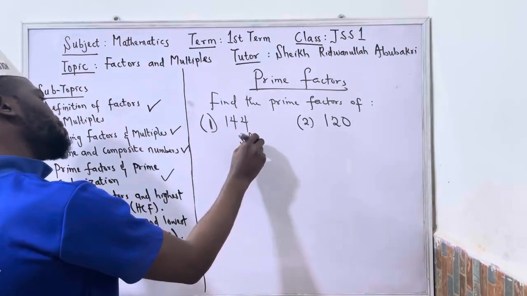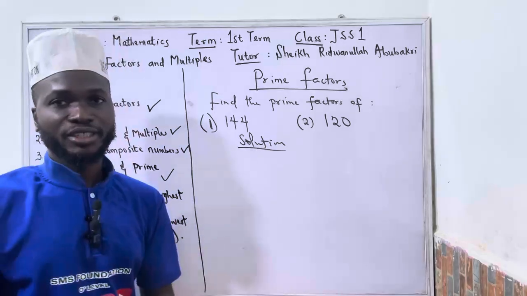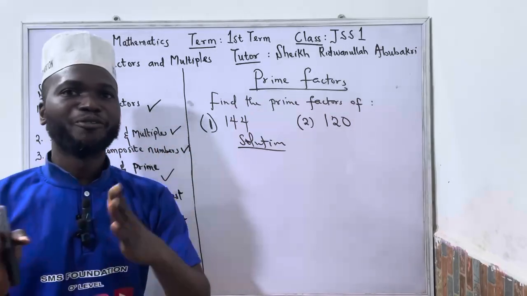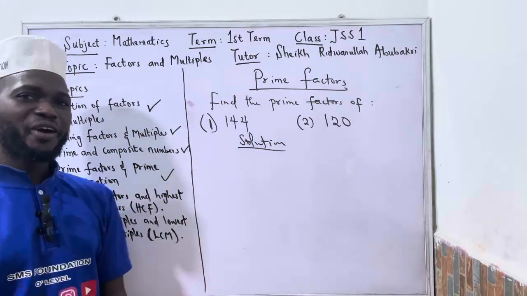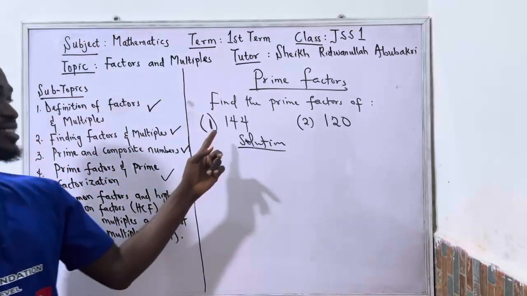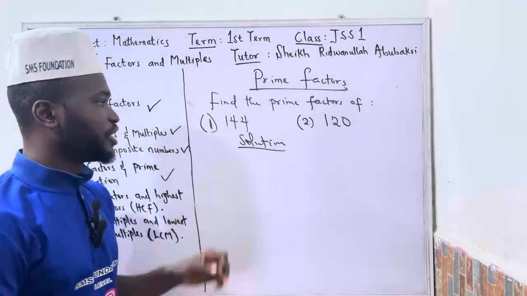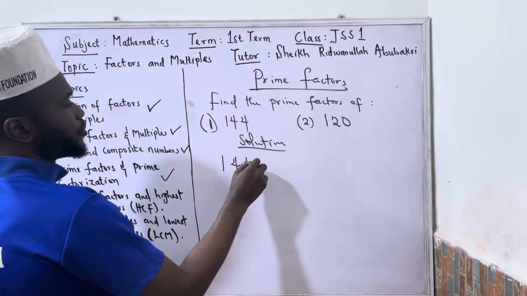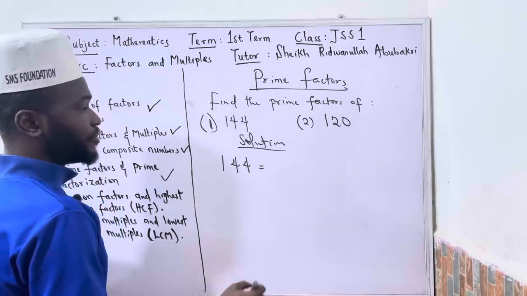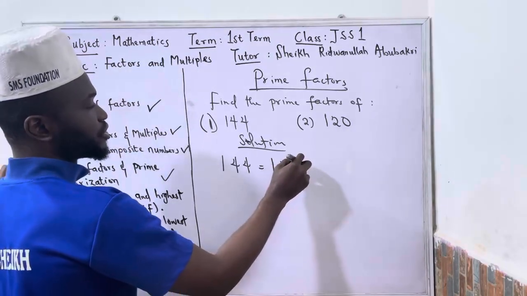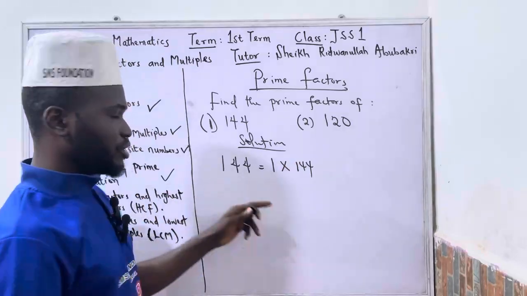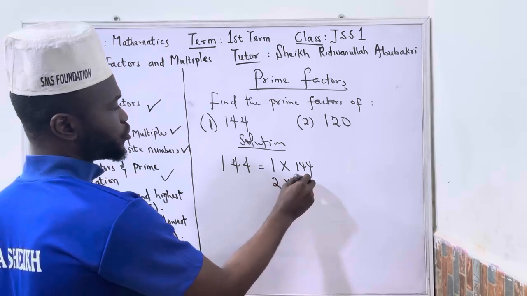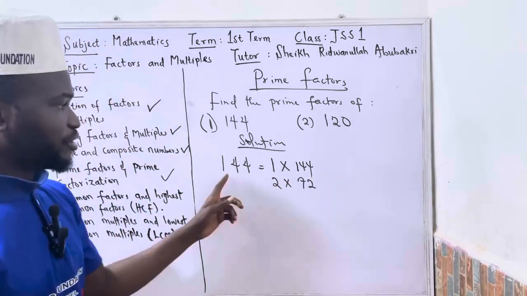Solution. So you remember the method that I taught in video 1 on how to find the factors of a number without missing anyone out. So you can go back to that video, so video 1, and see how I have done that. Very good. So you write 144, write it out, 144. Then you start breaking it down. So this 144 can be written as 1 times 144.